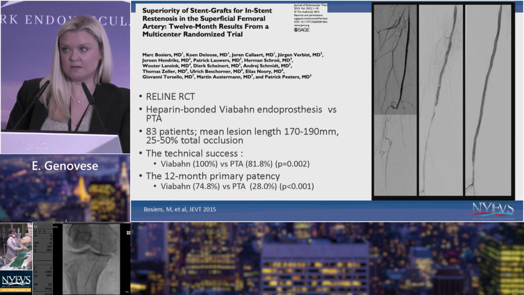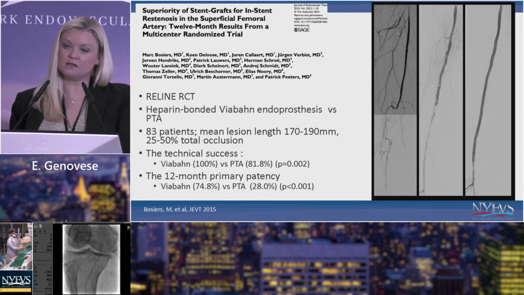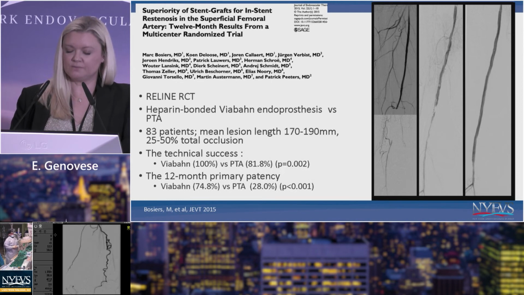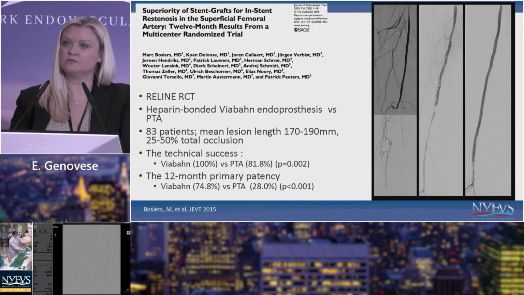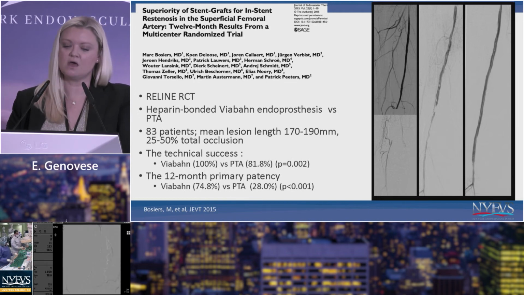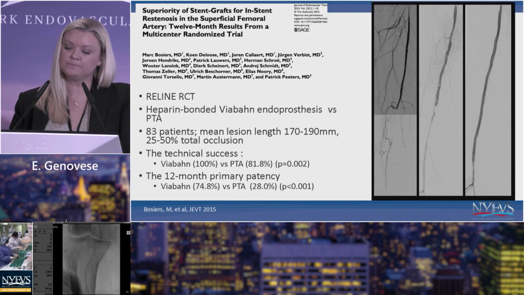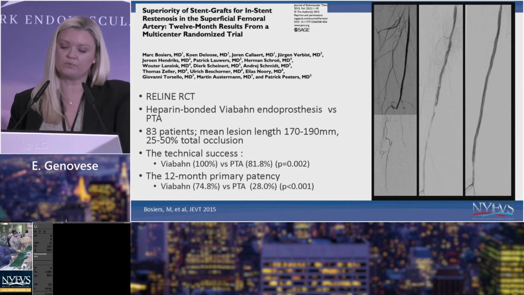The RELINE randomized controlled trial, which has been discussed here, is a Viabahn stent compared to PTA. What's important is to acknowledge what these patients are in this patient population. So it's a randomized controlled trial, but these were long length ISRs, so 170 to 190 millimeters in length, compared to your laser and your DCB trials. Anywhere from 25 to 50% were totally occluded, and you had a 100% technical success with Viabahn, and 80% success with your PTA alone.